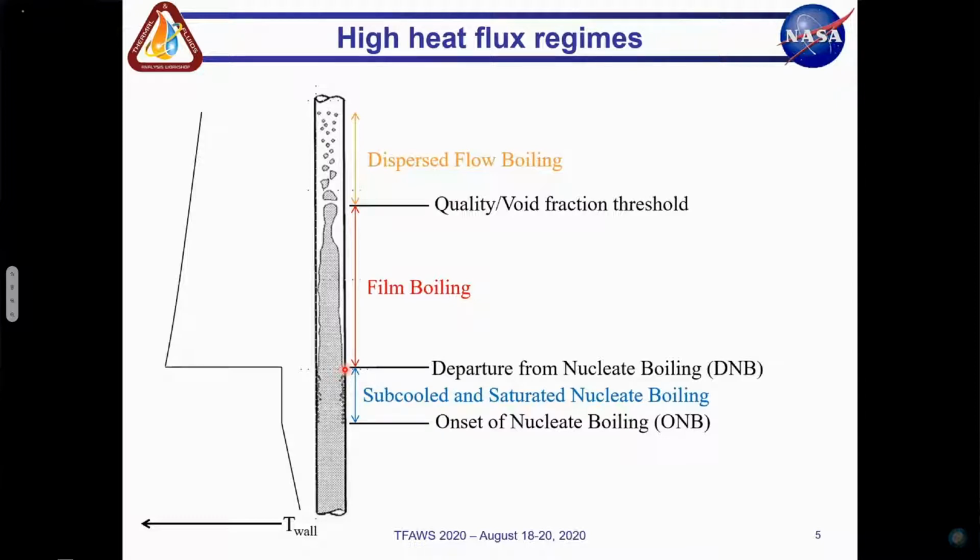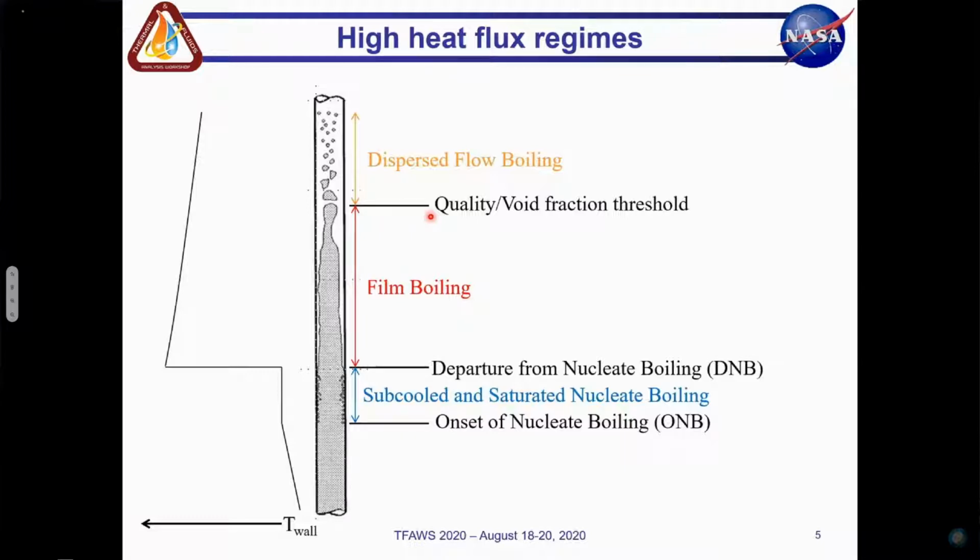Now in this case, the fluid leaves the wall in a different way. Right here, you can see that the fluid just departs from the wall, and there's a thin vapor film that separates the core of the channel from the wall. This is called departure from nucleate boiling. And again, this is an area where the heat transfer plummets and the wall temperature shoots up.